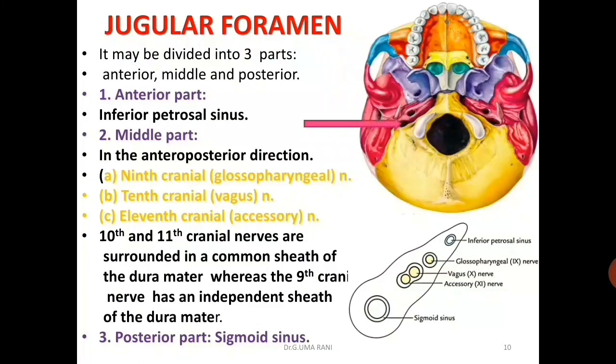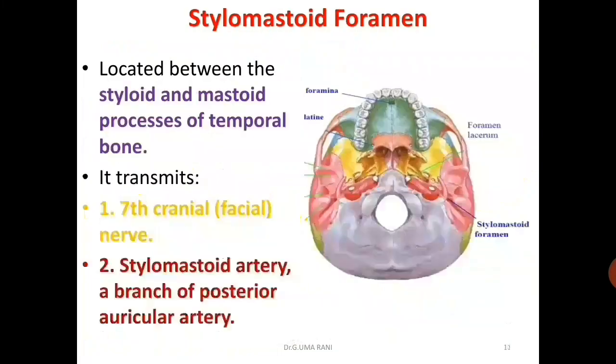The anterior is the small part where the inferior petrosal sinus is transmitted, and the middle part, from anteroposterior direction, transmits the 9th, 10th, 11th cranial nerves. In this image you can see the 10th and 11th nerves are surrounded in a common sheath of dura mater, whereas the 9th nerve has an independent sheath of dura mater, and the posterior part has the sigmoid sinus. So these are the jugular foramen contents.